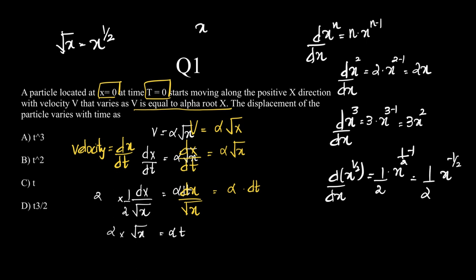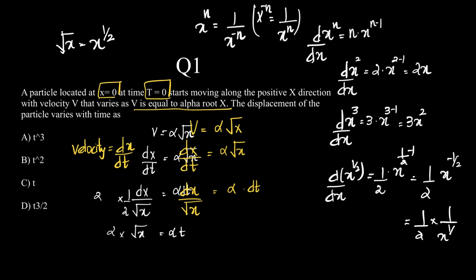Now, x raised to n is equal to 1 by x raised to minus n. Another example, x raised to minus n is equal to 1 by x raised to n. So if you bring this logic here, x raised to minus 1 by 2 is 1 by x raised to 1 by 2, and x raised to 1 by 2 is root x. So this becomes 1 by 2 into 1 by root x, which means d by dx of root x is equal to 1 by 2 root x.